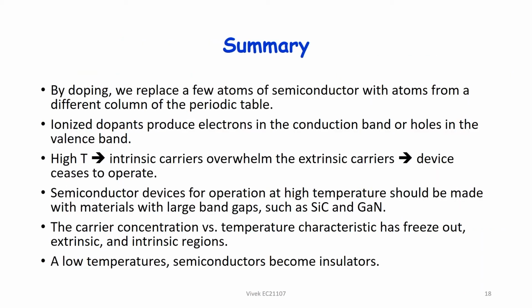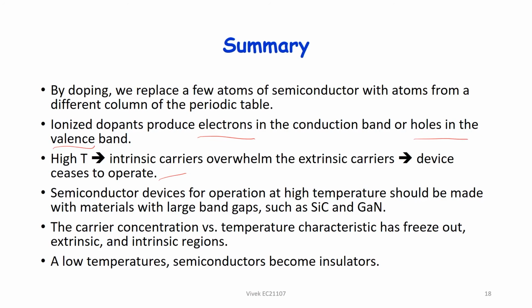Okay, summary. So I will summarize this. By doping, we replace a few atoms of the semiconductor with foreign atoms from a different column. Now ionized dopants produce electrons in the conduction band, the donors, or holes in the valence band, acceptors. At high temperature, intrinsic carrier concentration overwhelms the extrinsic carriers and the device ceases to operate, or basically it becomes intrinsic again.